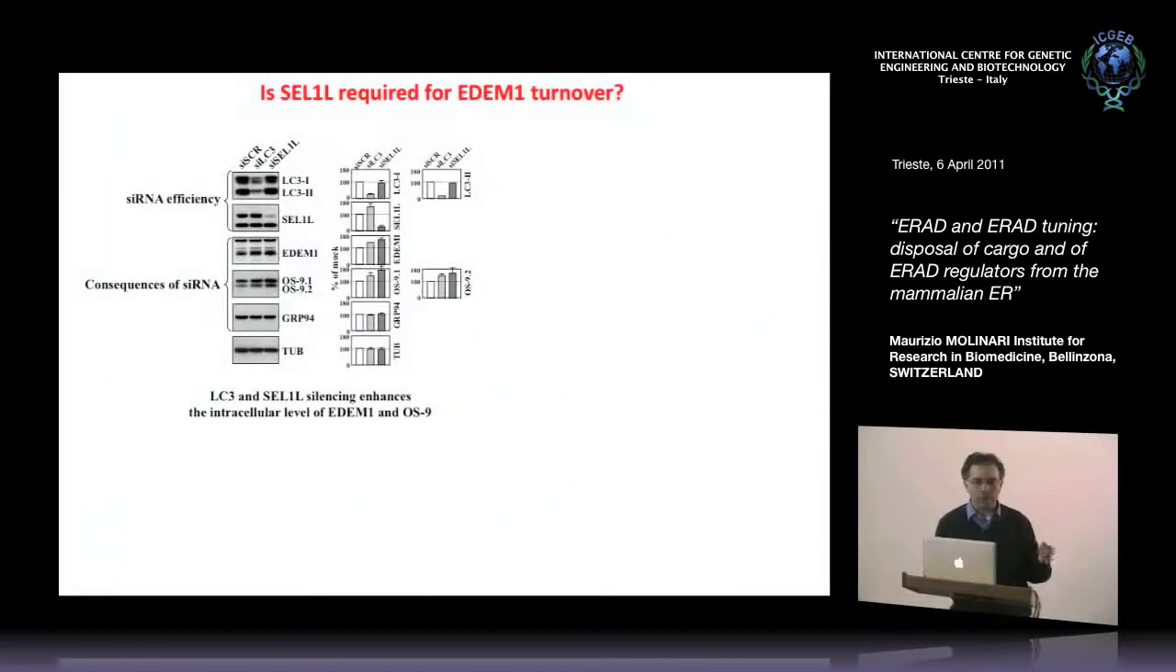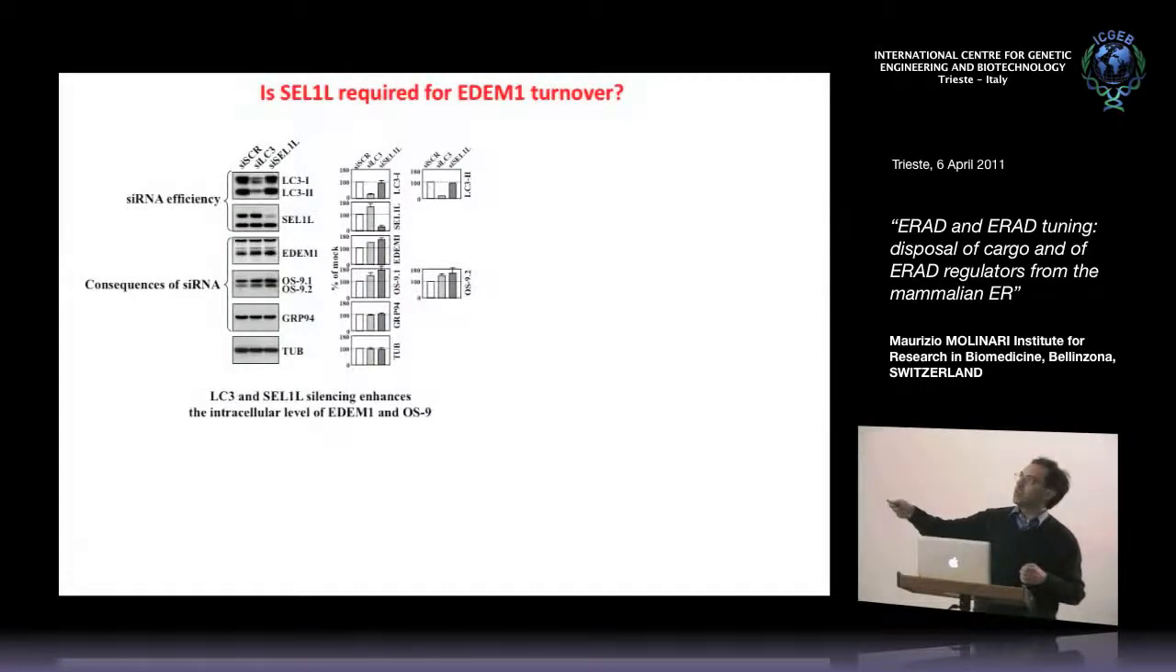So the last question was, okay, cell 1 is the receptor. It binds to EDEM. It binds also to LC3. It promotes formation of these vesicles. But then if we remove it from cells, we should stabilize EDEM. EDEM should remain in the endoplasmic reticulum. And this is what happens.